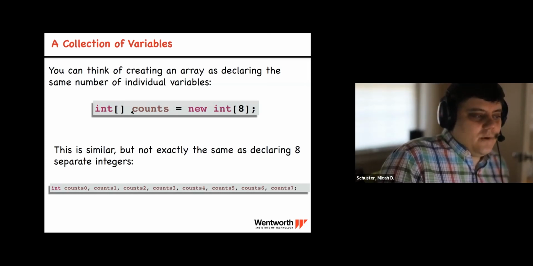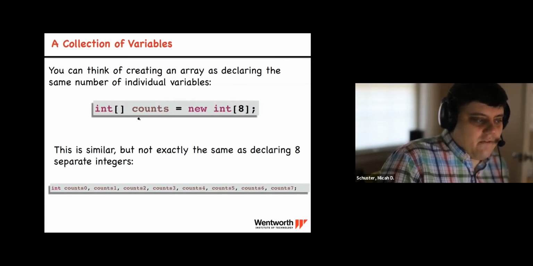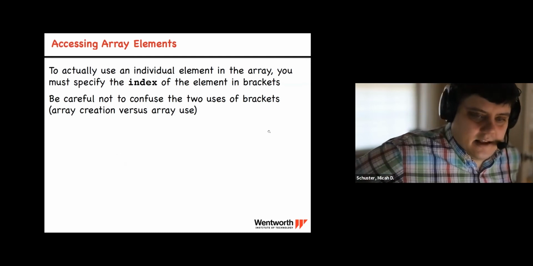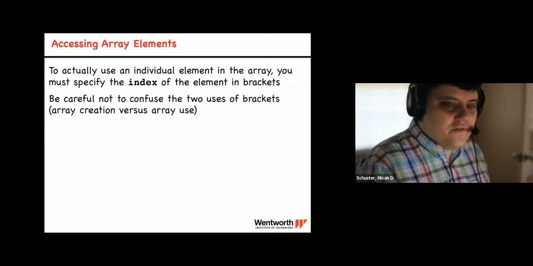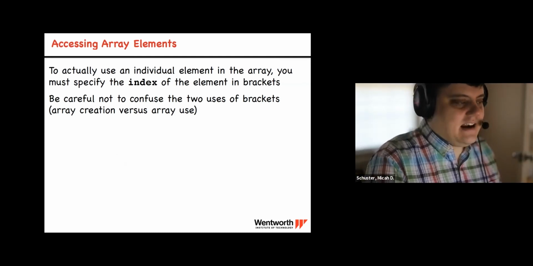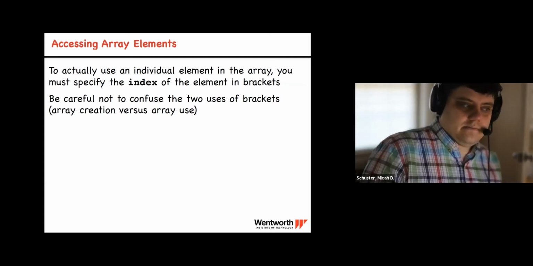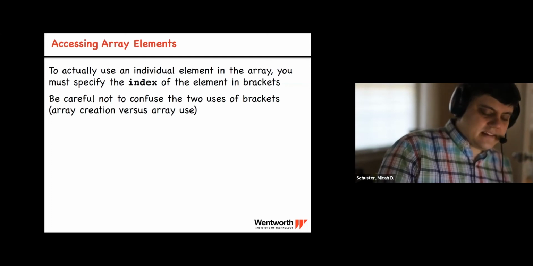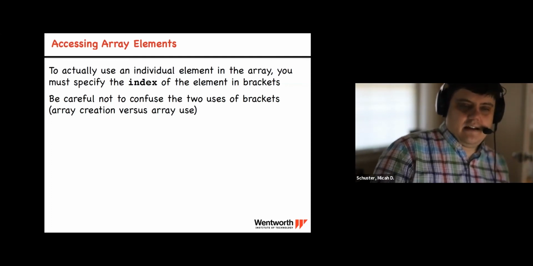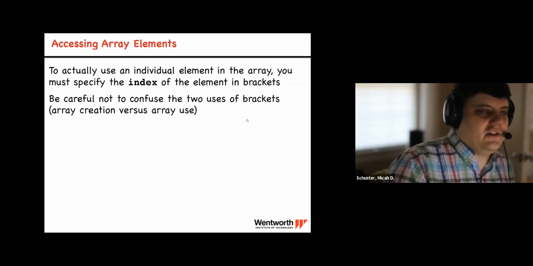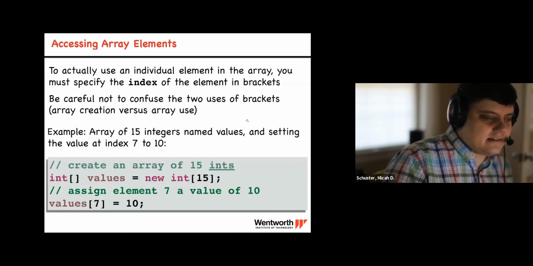So how do we deal with these variables? I have 8 values, but I only have one name. The name is counts, but I do have 8 ints in there. So to access the array elements, to access the individual ints inside of that array that I created, we use the index. This is a slightly different usage than the usage of brackets that we just saw. It does use brackets, it's just in a different context, and this can be slightly confusing.